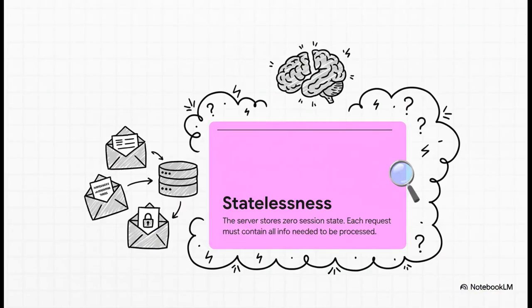First up, statelessness. The core idea here is simple. The server has amnesia. It doesn't remember a single thing about you from one request to the next. That means every single request you send has to be a complete package, containing all the information the server needs to do its job, like your authentication token, for instance.